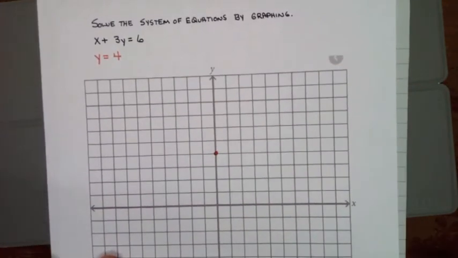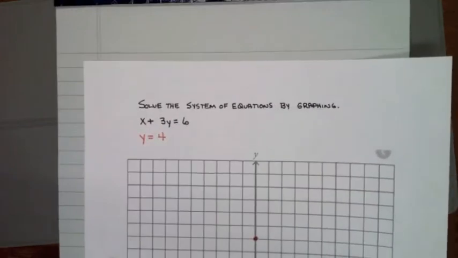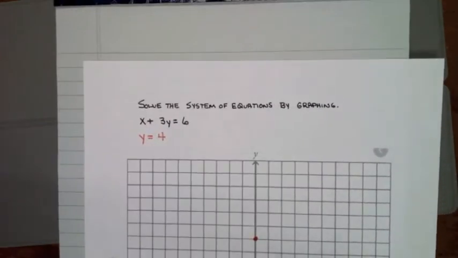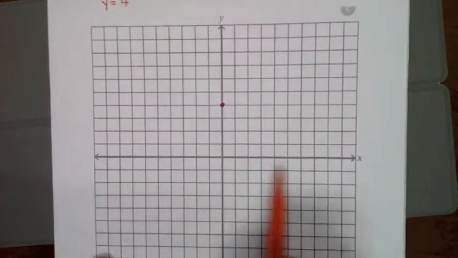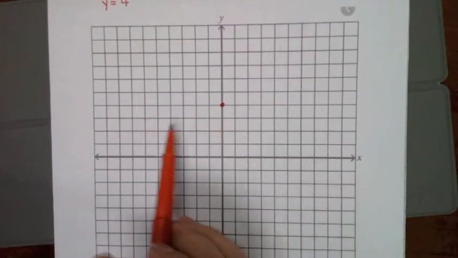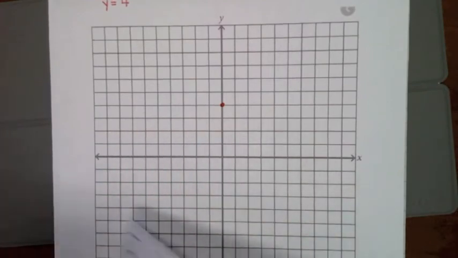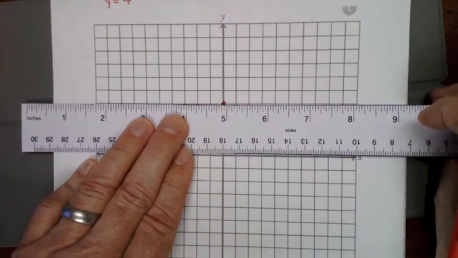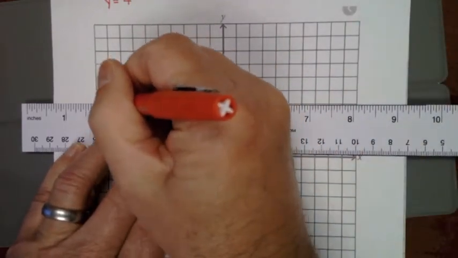In fact, since it only has a y, it is not going to run into the x-axis. So I need to draw a line that never runs into the x-axis. That would be a horizontal line. So here's my horizontal line.